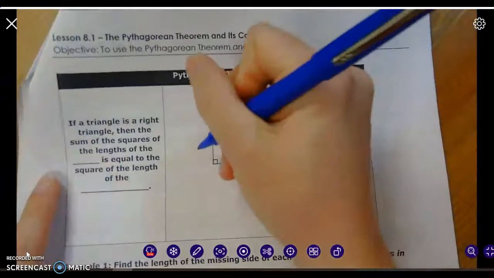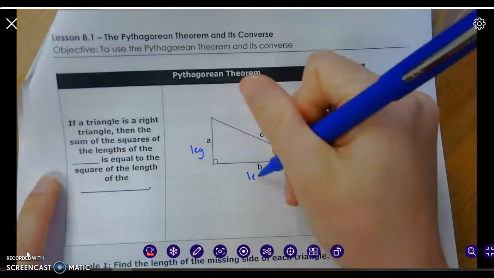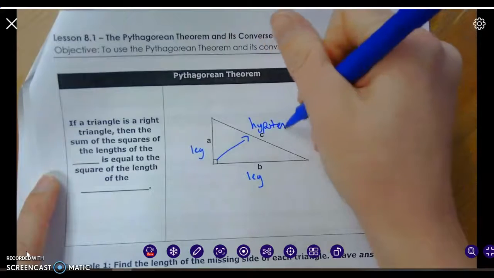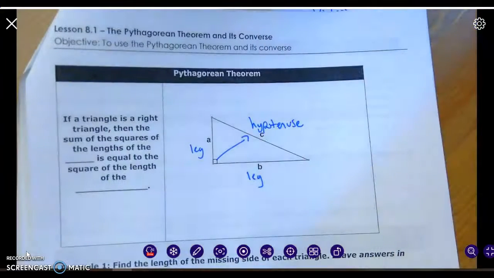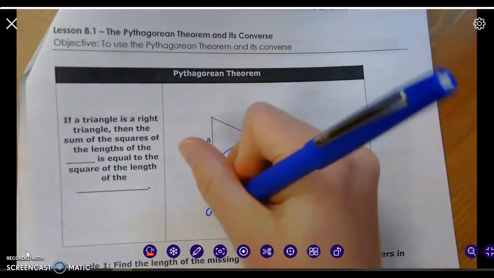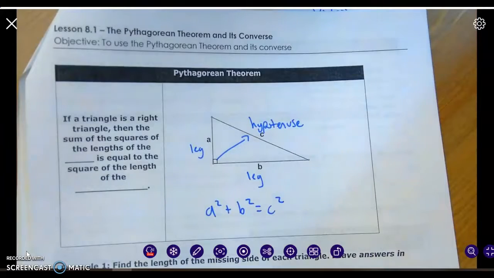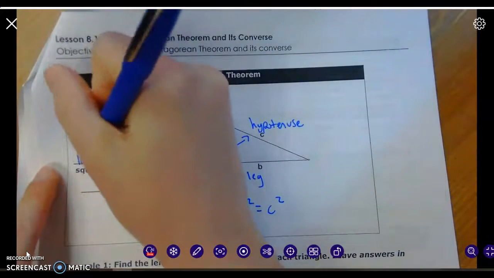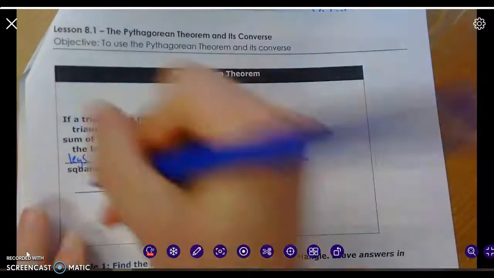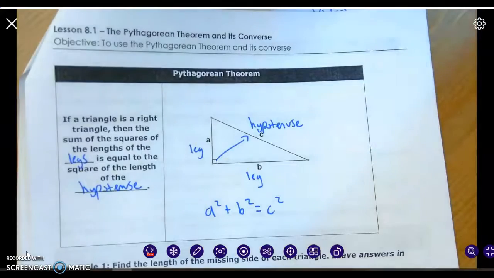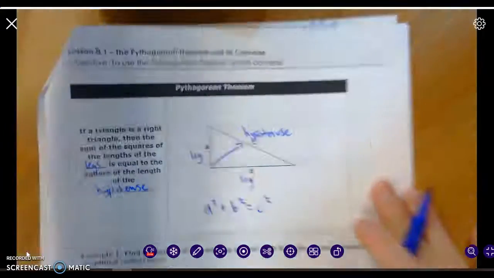So what we have is the two legs of a triangle, and then the hypotenuse is across from the 90-degree angle, and that is going to be the longest side. So the Pythagorean theorem is a squared plus b squared equals c squared. So if a triangle is a right triangle, then the sum of the squares of the lengths of the legs is equal to the square of the length of the hypotenuse. So we can use this formula to find the missing side lengths of legs.